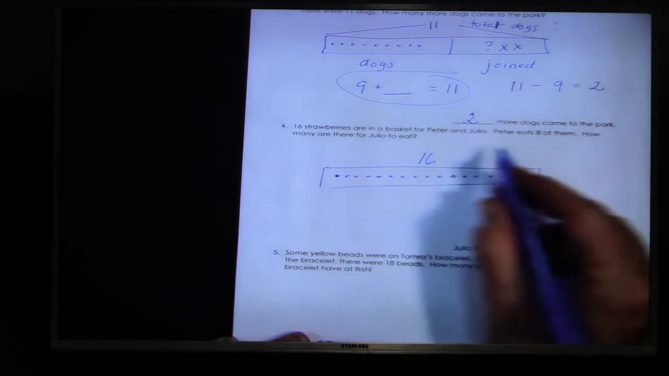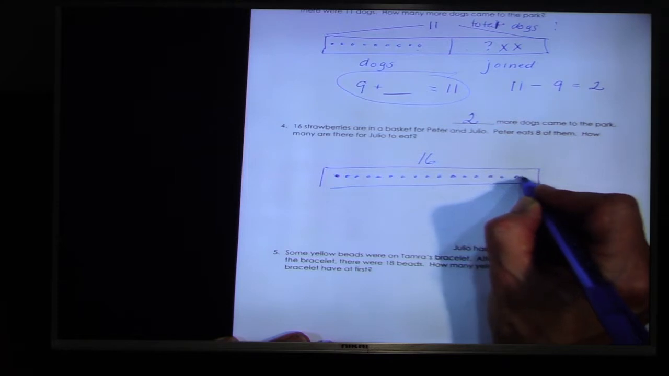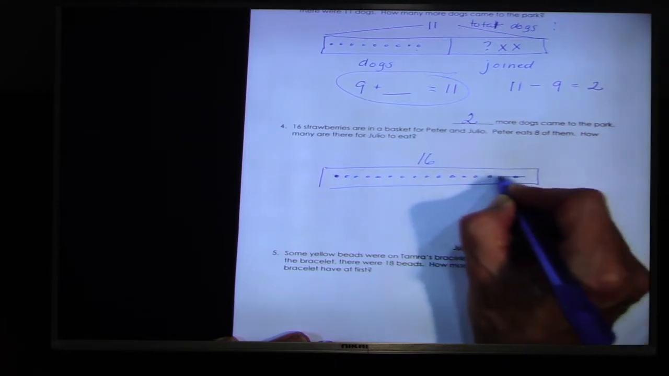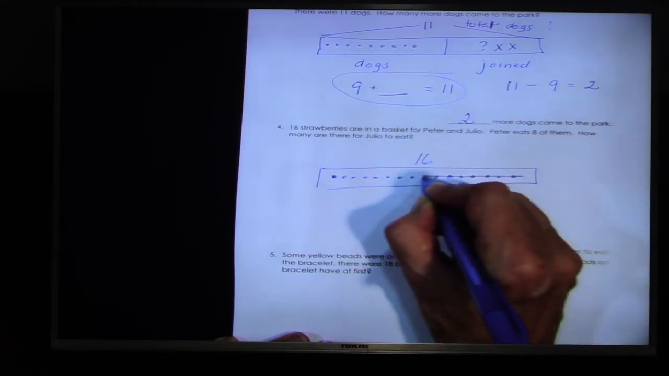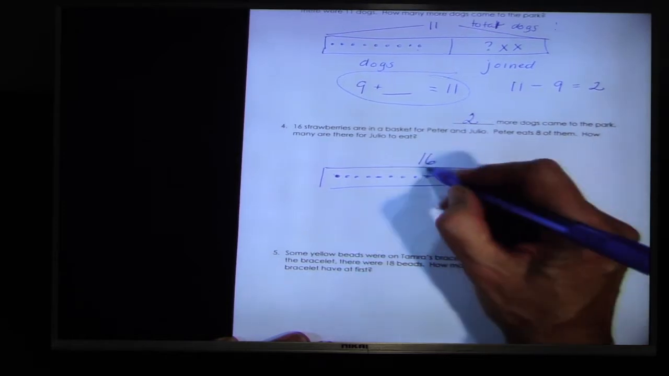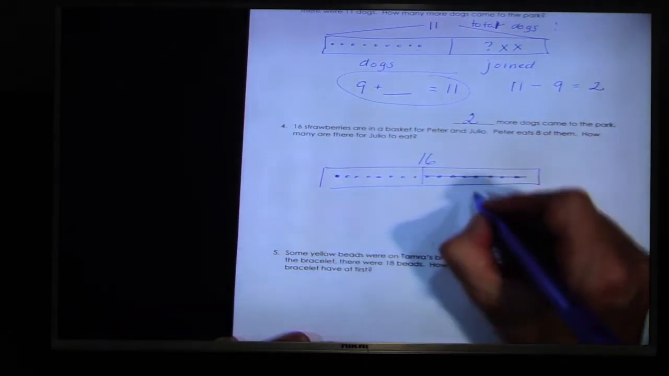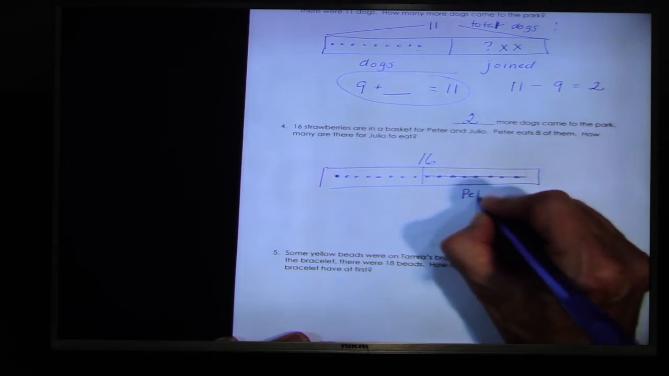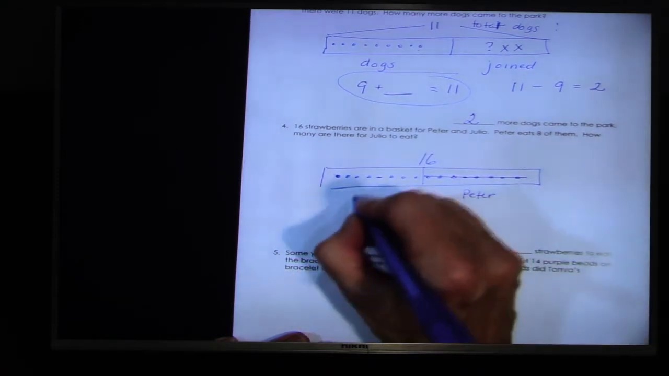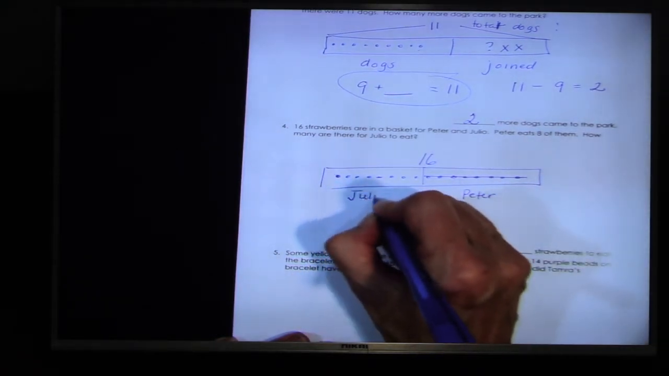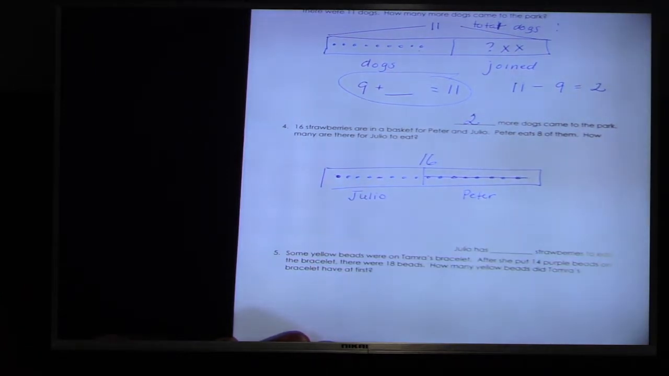What happened? Somebody ate. Peter ate 8 of them. I'm going to cross them out. 3, 4, 5, 6, 7, 8. So here are my now 2 parts. We have what Peter ate and what's left for Julio.